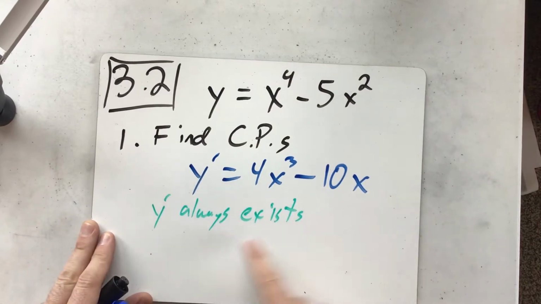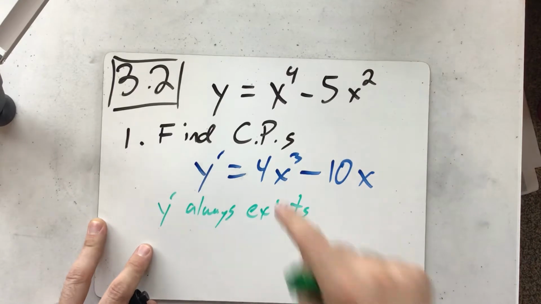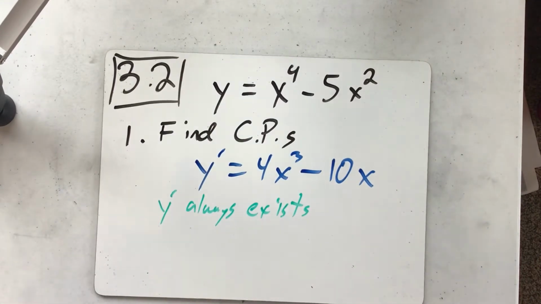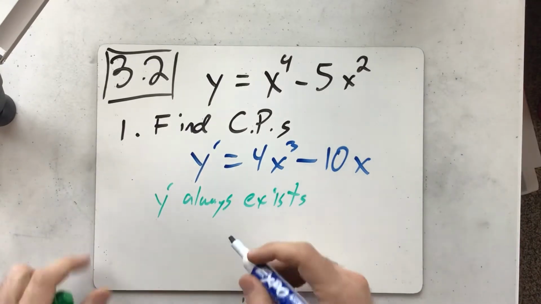Okay. Usually that's going to be the case. Usually you look at this equation, it will always exist. But you need to always ask yourself that question. Are there points where the derivative doesn't exist? Because if the answer is yes, then you need to change the way you work on things. Okay, so y prime always exists.